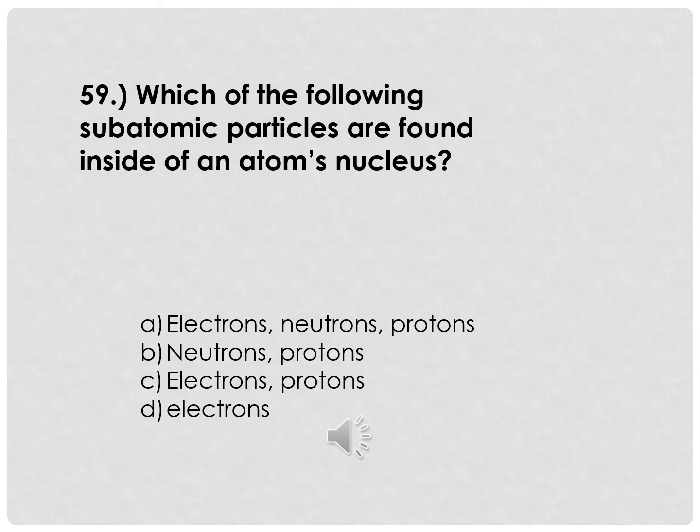Which of the following subatomic particles are found inside of an atom's nucleus? So this requires that we know a little bit about how atoms are arranged. There are 3 types of subatomic particles. There are protons, neutrons, and electrons. Protons and neutrons are found inside of the center of the atom, which is called the nucleus. And electrons orbit the nucleus. So the correct answer is B, neutrons and protons.